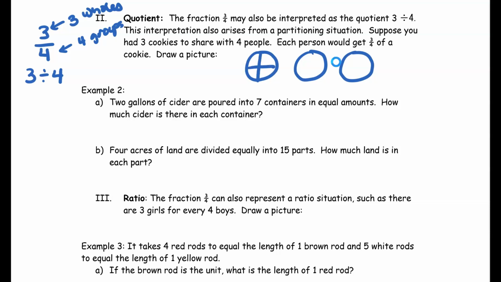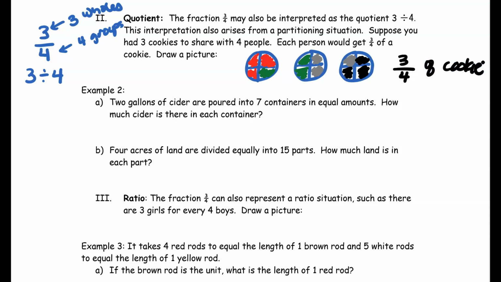Well, we could divide these by 4, which gives us 12 pieces altogether. So there's 1, 2, 3, 4, 5, 6, 7, 8, 9, 10, 11, 12. So there are 12 fourths there. So every person would get 3/4 of a cookie. I'll use a different color just to shade this in. So this could be person 1. This could be person 2. This could be person 3. And this could be person 4. So 3/4 of a cookie, each person.